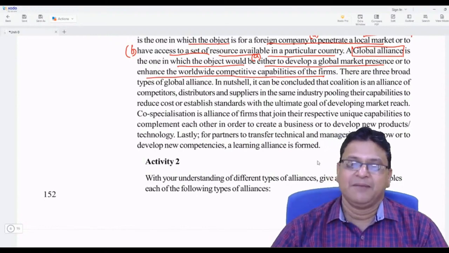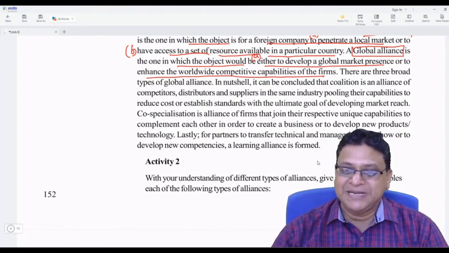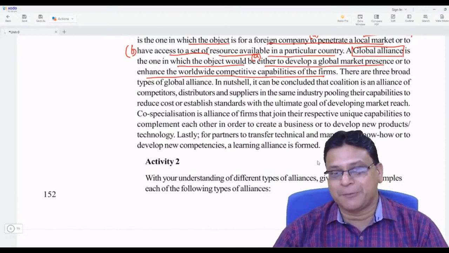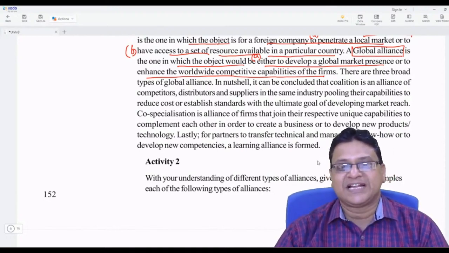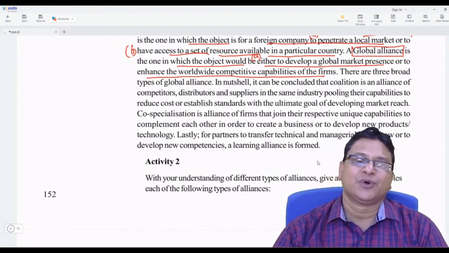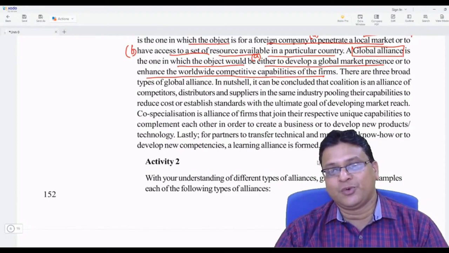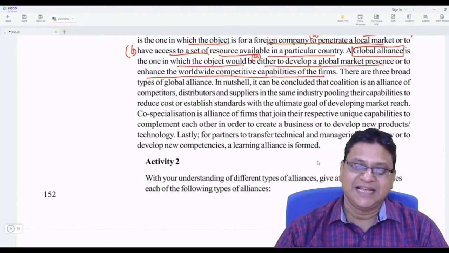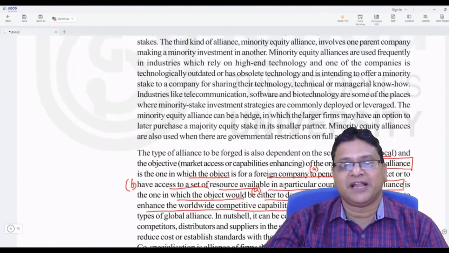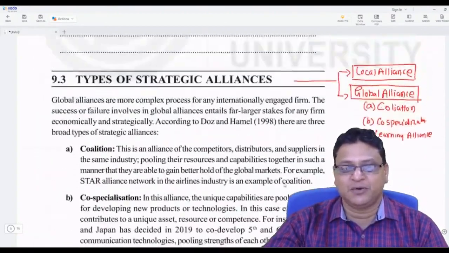So you can see most of the companies' manufacturing base is in China because these companies want to get competitive advantage. Therefore, they create global alliances. The global alliance is created in three ways. What are the three ways of creating global alliance?